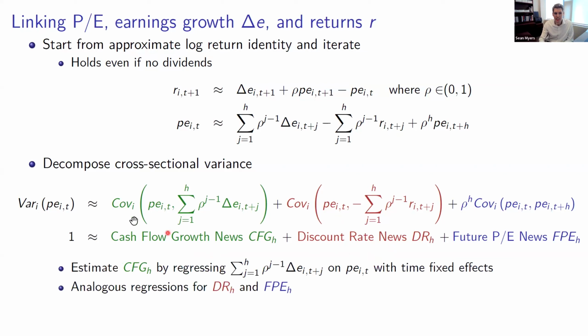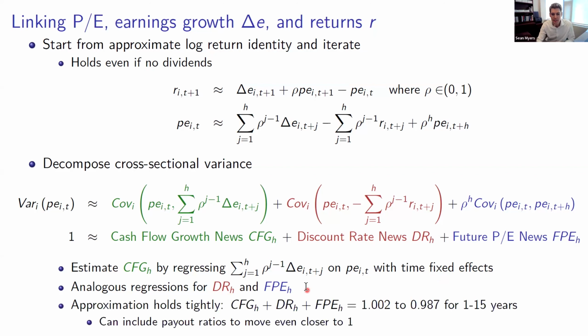Now, the convenient thing is that because these are just covariances divided by a variance, these are just regression coefficients. So for example, the cash flow growth news term is just obtained by regressing future earnings growth on the price earnings ratio with time fixed effects, so that we're looking at cross-sectional differences. And you can do analogous regressions to get the discount rate news and the future price earnings ratio news. So if you don't want to think of this in terms of decompositions, you can just think of this in terms of predictive regressions. The price earnings ratio needs to predict future earnings growth, negative returns, or the future price earnings ratio.